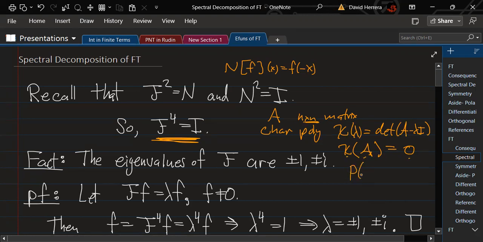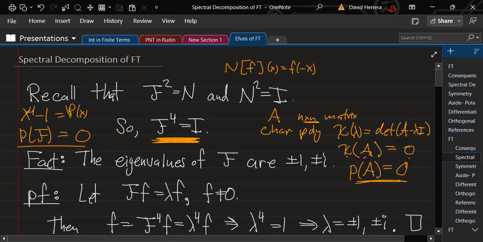There's also a polynomial called the minimal polynomial. It is the smallest degree polynomial p with p of A equals 0. The characteristic polynomial tells you some things, and the minimal polynomial also tells you other things about the eigenvalues, about the multiplicity, and so on. This right here tells us that if you have x to the 4 minus 1, p of x, some kind of polynomial, then p of the Fourier transform is 0. This is a polynomial that if you apply it to the Fourier transform, you get 0. So there are a lot of analogies here.